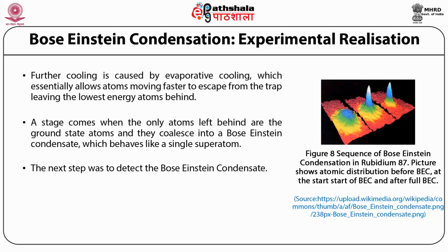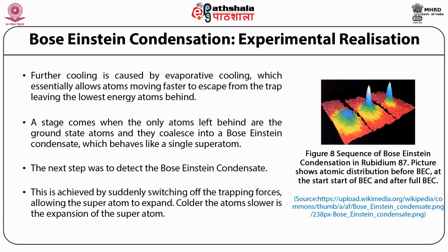The next step was to detect the Bose-Einstein condensate. This is achieved by suddenly switching off the trapping forces, allowing the superatom to expand. Colder the atoms, slower is the expansion of the superatom. Using a resonant laser light, an image of this expansion can be captured. The famous picture shown in figure 8 captures the first Bose-Einstein condensate.